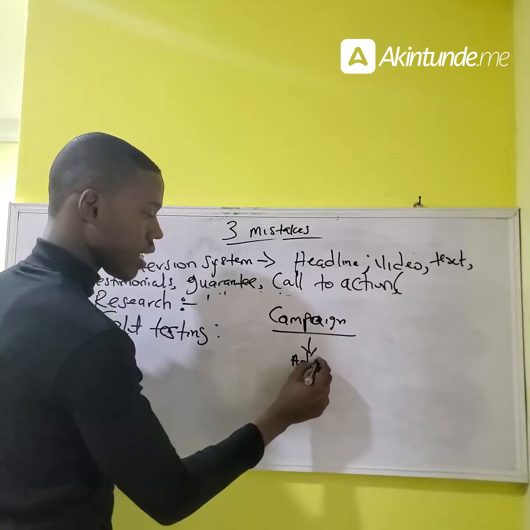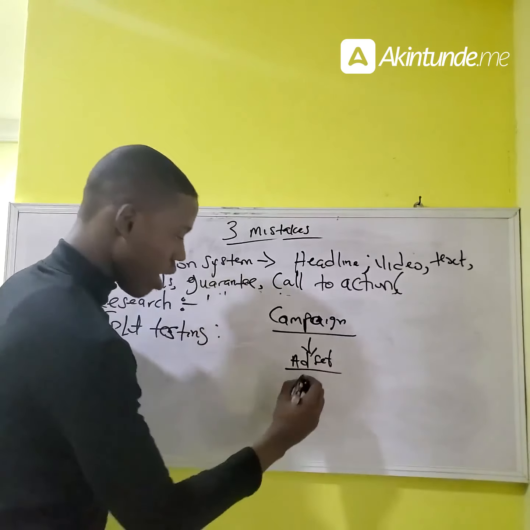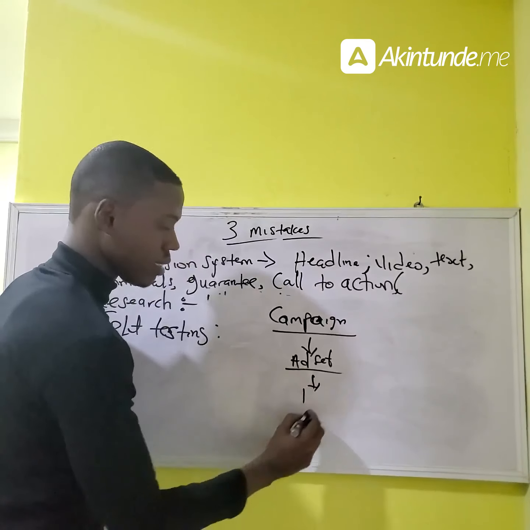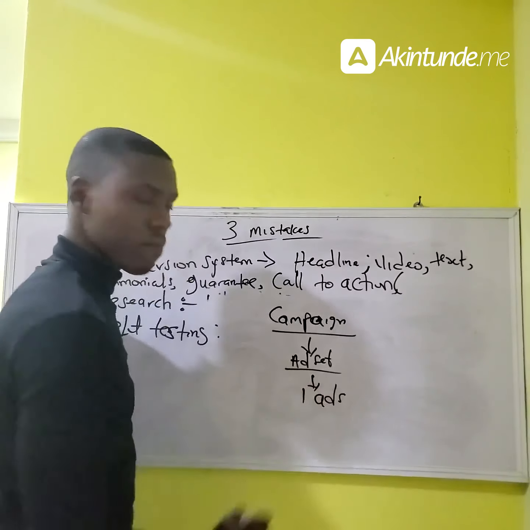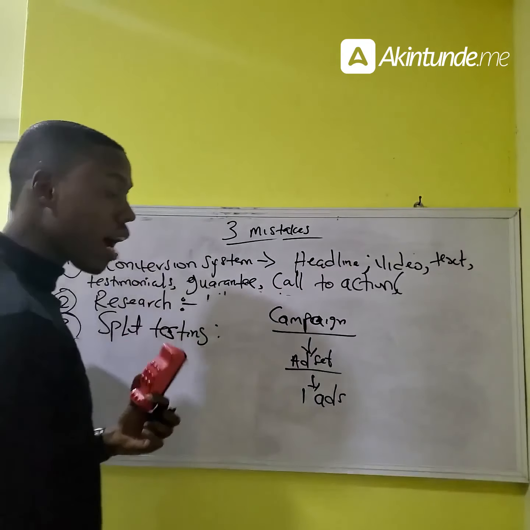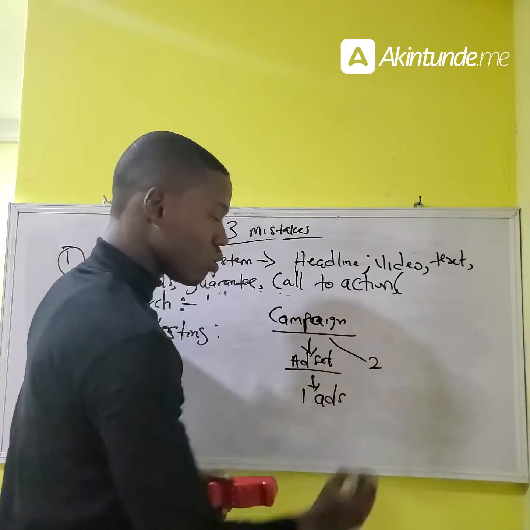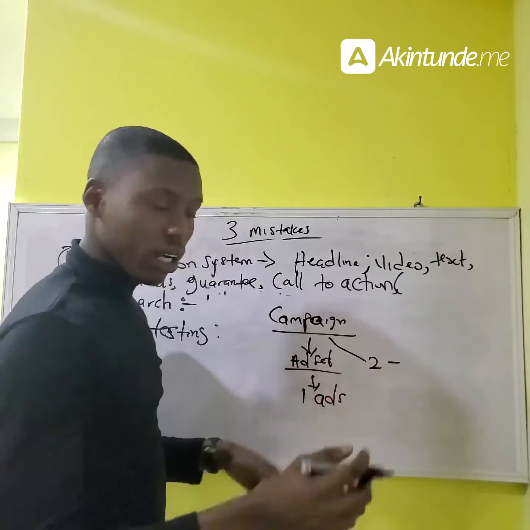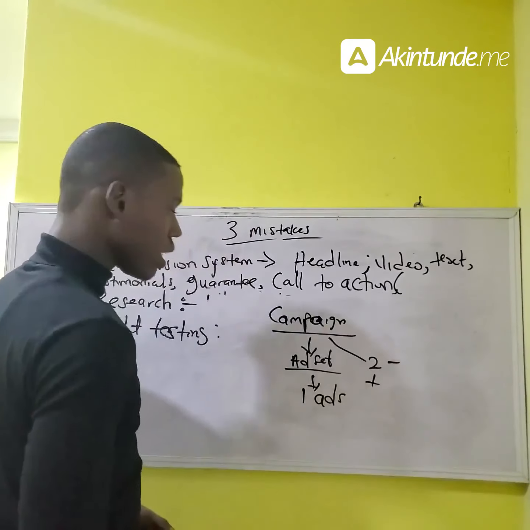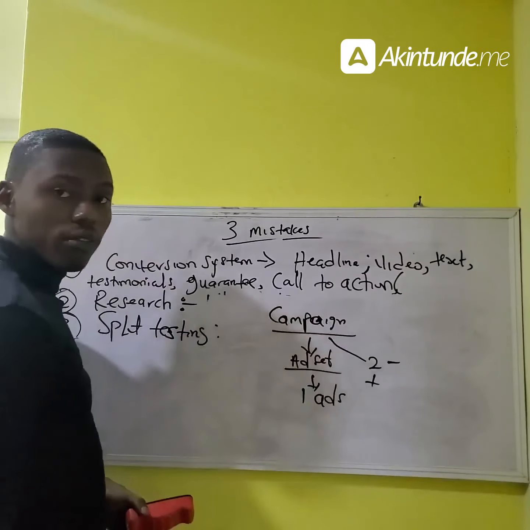Inside the ad set, let's say you have just one ad. When it comes to split testing, you should be having two or more ad sets. You should be having more than one ad so that you can easily know which angle is converting.